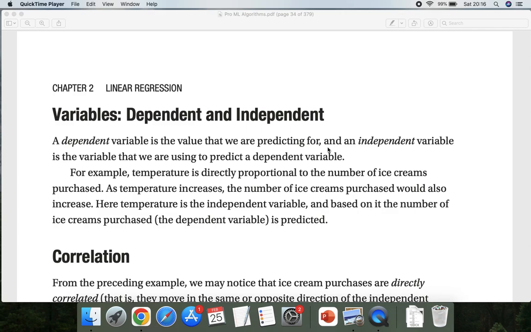Just take an example here, that temperature is directly proportional to the number of ice creams purchased. So as the temperature increases, the number of ice creams purchased would also increase. Here the temperature is independent because temperature is not depending on anything, so it is being used for predicting the number of ice creams purchased. So here the number of ice creams purchased is our dependent variable.